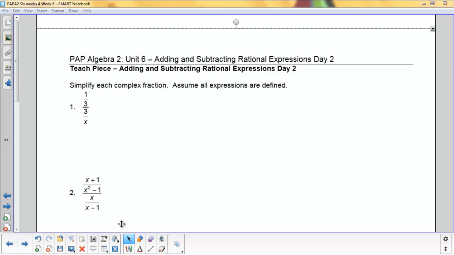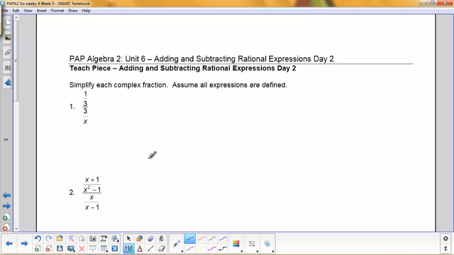Alright, adding and subtracting rationals expressions, day 2. I really feel like I've been on a roll lately, not making any mistakes, so you guys be ready to catch me on this one. Not sure if I can keep it going.